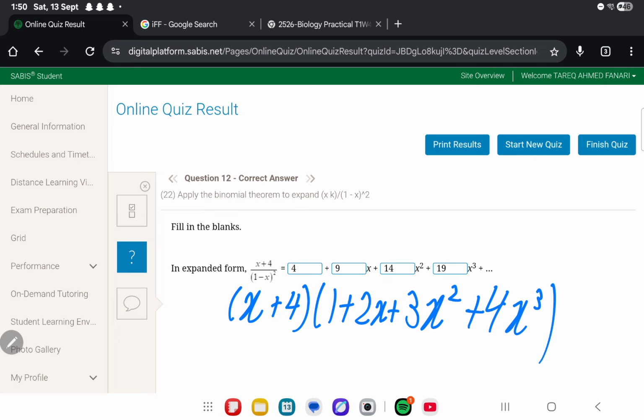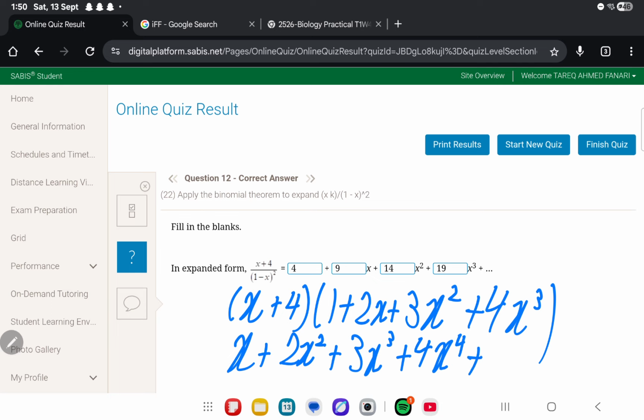Okay, and then it keeps on going. So now we're going to distribute x to 1 plus 2x squared plus 3x cubed, plus 4x to the power of 4. Okay, now the time for the 4. So it's going to be 4 plus 8x plus 12x squared plus 16x cubed.